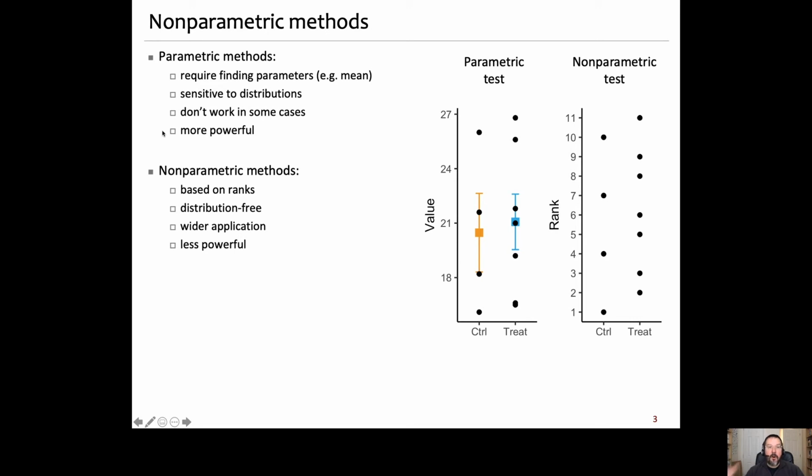Parametric tests are also more powerful. That means that they can detect a smaller effect size at the same significance level.